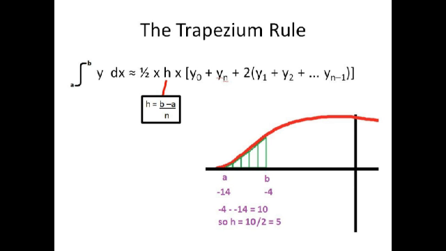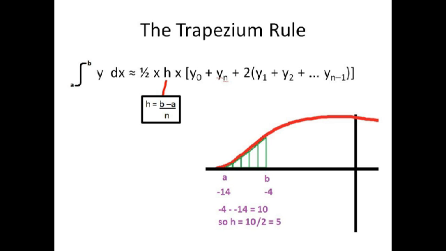Then you've got to work out your height for each trapezium, and the height is b minus a, so the total length there between a and b, the total distance. So for us it's -4 minus -14, which is 10, so the height is 10. And then divide it by the number of trapeziums you've got. Here we've got 1, 2, 3, 4, 5 trapeziums, so you'll do 10 divided by 5, which gives you 2, so the height for this trapezium rule is 2, so you'll sub in h as 2.